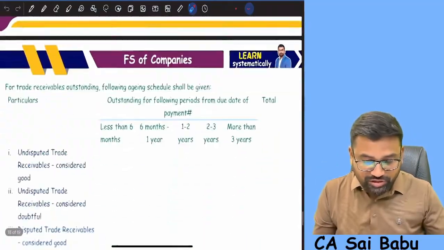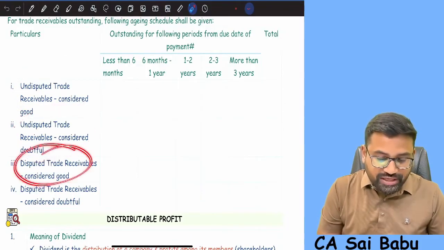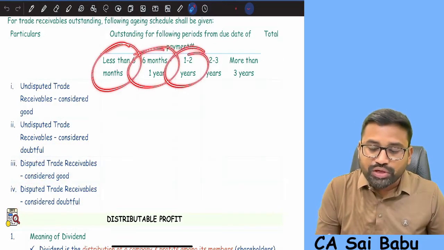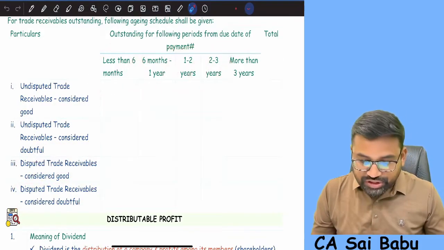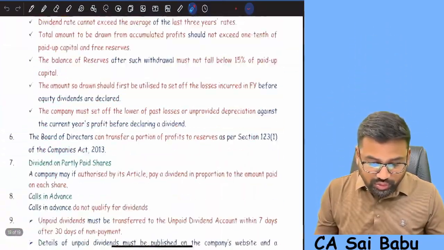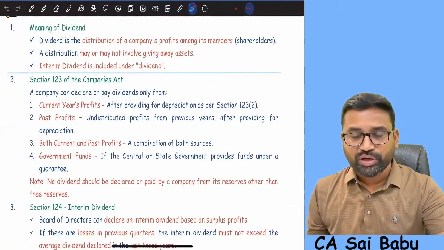These things you see, debtors aging schedule and all. When you are preparing the debtors aging schedule, you remember this: undisputed considered good, undisputed considered doubtful, disputed considered good, disputed doubtful. And this period: less than 6 months, 6 to 1, 1 to 2, 2 to 3, more than 3. So this one you need to remember. And whenever a company gives any dividend from past profits, what are the rules we need to follow? I told you. That's it. These are the financial statements of a company, important points.